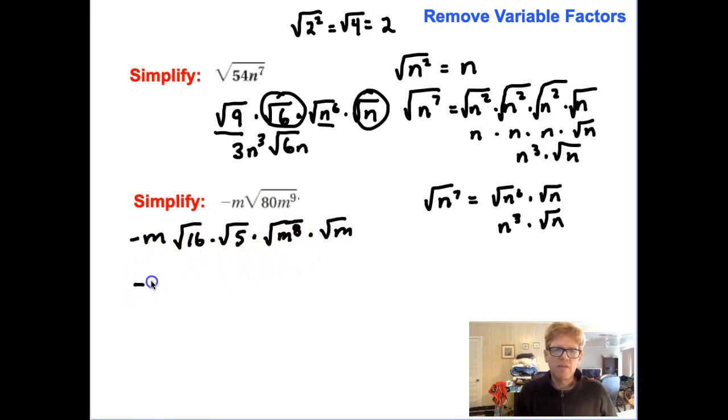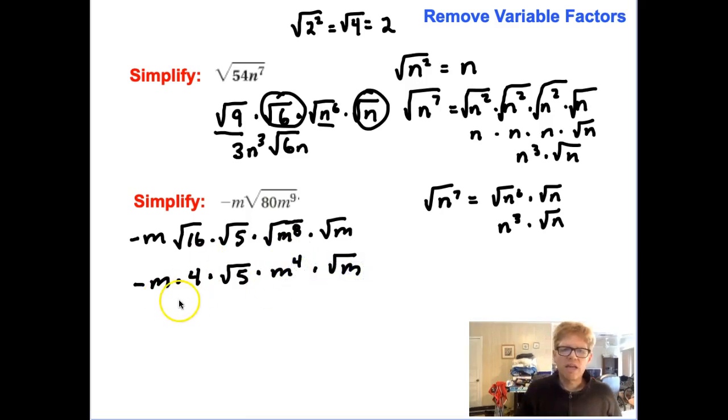So negative m. Now, this square root of 16 is actually 4, so I can say that's times 4, times the square root of 5, which doesn't have a perfect square. m to the 8th is a perfect square of m to the 4th, and then times the square root of m. And then we can just rearrange these a little bit.